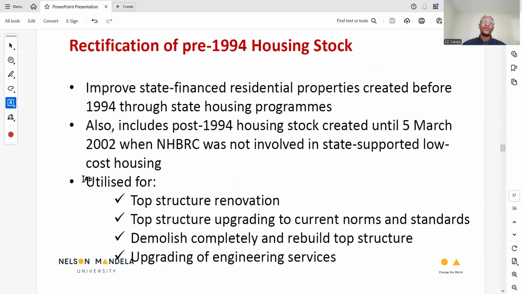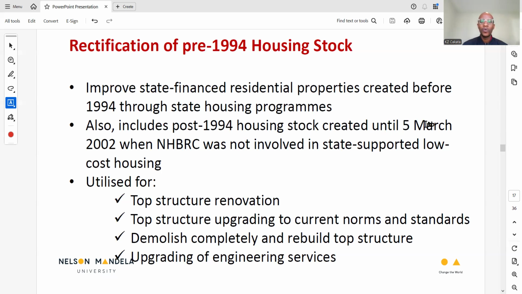So these are all sort of pre-1994 state-owned land and properties exchanging hands to people that have occupied them for quite a while. The other program is the rectification program. This is the improvement of state-financed residential houses. So the so-called pre-1994 stock and also pre-NHBRC stock. Prior to there being NHBRC, houses were built in varying degrees of quality.